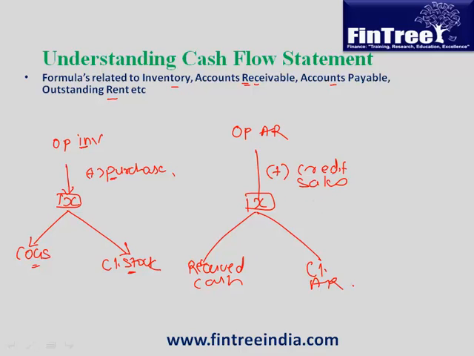That gives us one more equation: opening accounts receivable plus credit sales is equal to cash received from the customers plus closing accounts receivable. If we have any three values, we can calculate the fourth one. In the same fashion, we can have one for accounts payable.